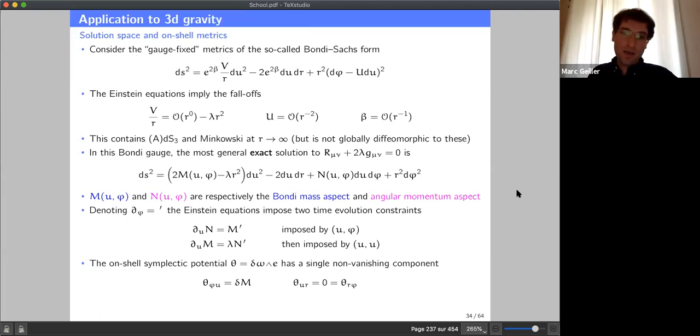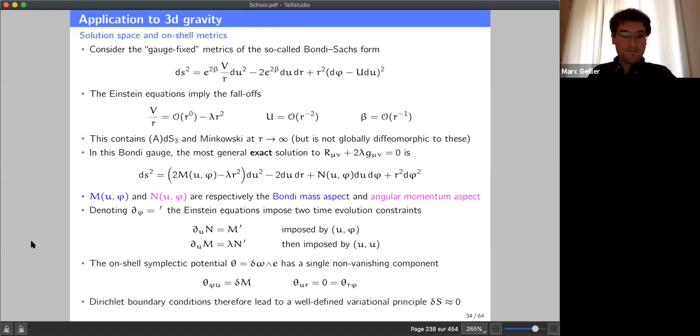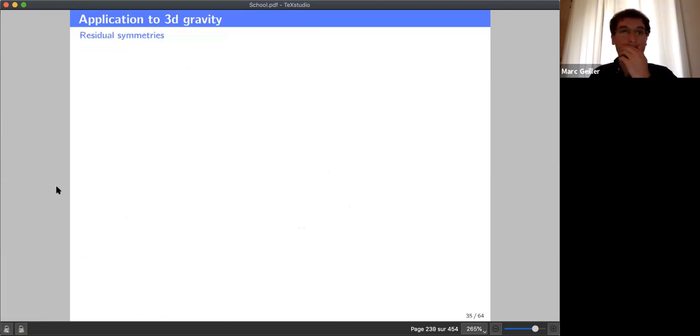This is a bit analogous to what happens if you wanted to study a theory and first you went on shell in the Lagrangian. If you go on shell in the Lagrangian, then typically things trivialize. So you should not go on shell too soon. Just like you should not go on shell in the action or in the Lagrangian, you should not write the symplectic potential on shell. Yet this is still useful to compute if you want to convince yourself that the on-shell variation of the action, if you fix the metric on the boundary, leads to a well-defined variational principle.